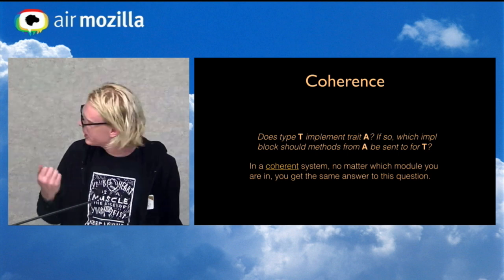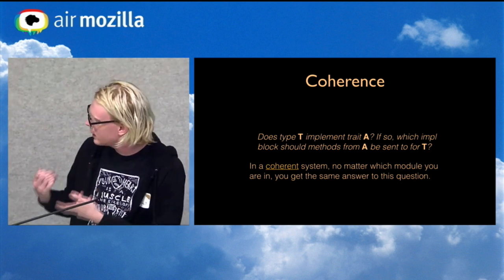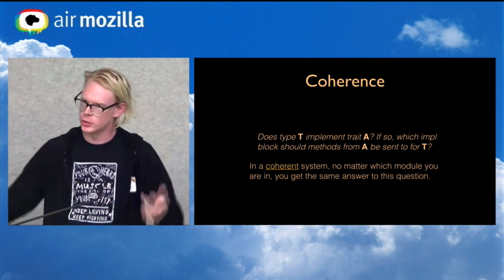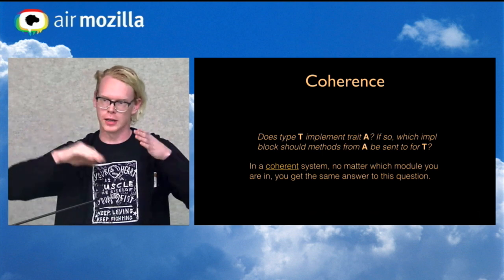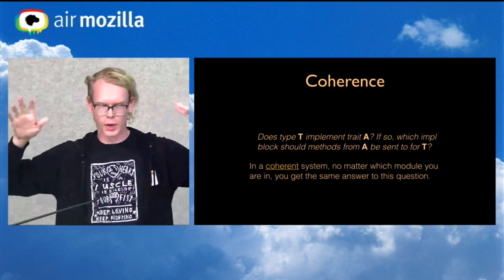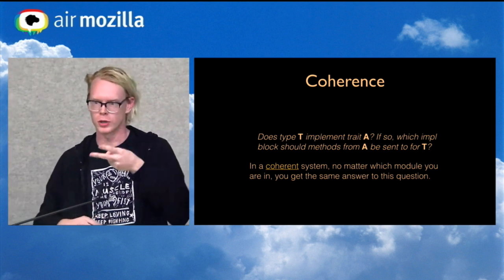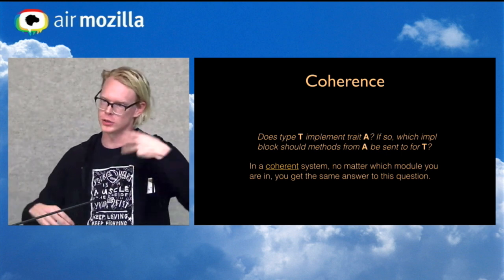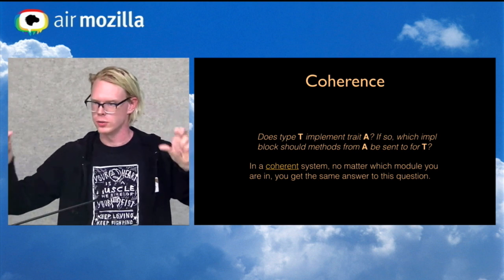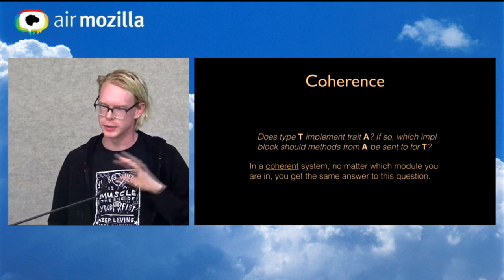And so coherence is about this question: does a type T implement trait A? And if so, which impl block do we dispatch methods to? In a coherent system, when you're asking how do I dispatch these trait methods for this type, wherever you are in the crate or anywhere in general, you're going to get the same answer. So if you're compiling on Rust 1.1, 1.2, 1.3, you get the same answer for this question no matter what. It can't change between versions. And if you're in this module or that module, they'll be dispatched the same way. And that's what coherence means.